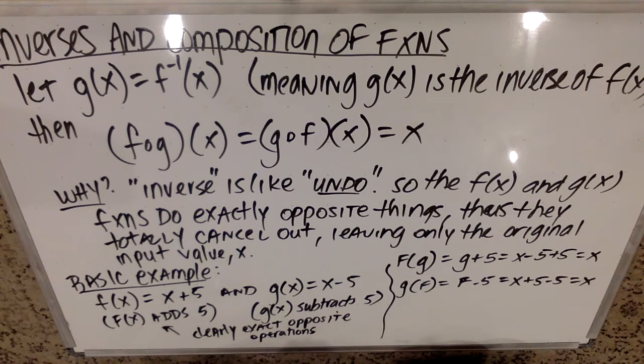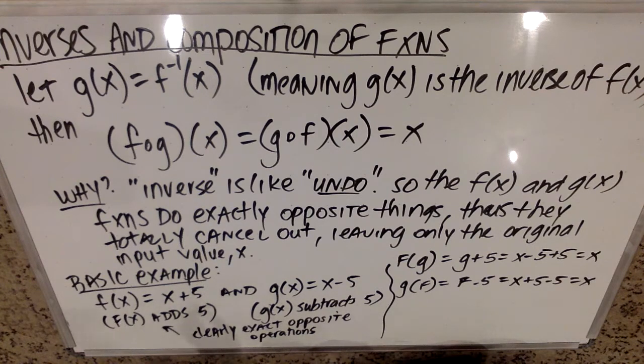Why? Well, an inverse is kind of like undo, right? So the f of x and g of x functions do exactly opposite things. Thus, they totally cancel out, leaving only the original input value, which was x. So here is a really oversimplified example of this.